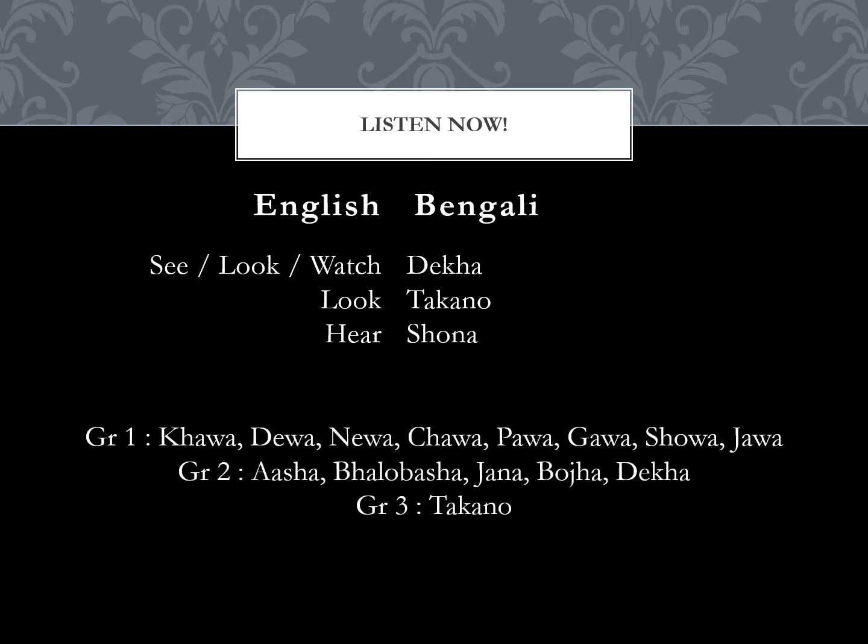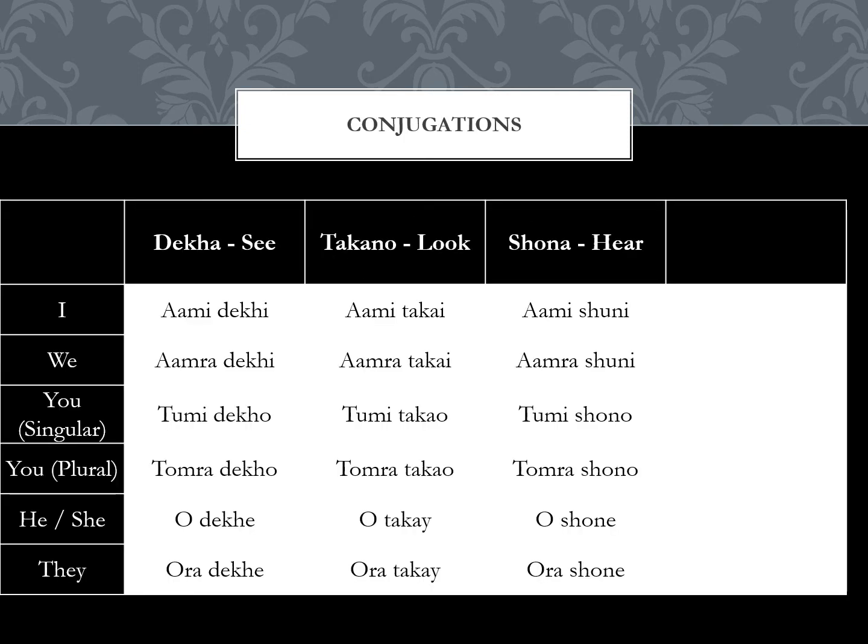Now we also saw there were three verb groups. Shona ends in a, so we can put it into the group 2 verbs, and hence it will follow the same rule as the group 2 verbs. For group 2, we just replace the ending vowel a with e, o, and a to form the conjugated verb forms. So Shona becomes Shuni, Shono, and Shone.